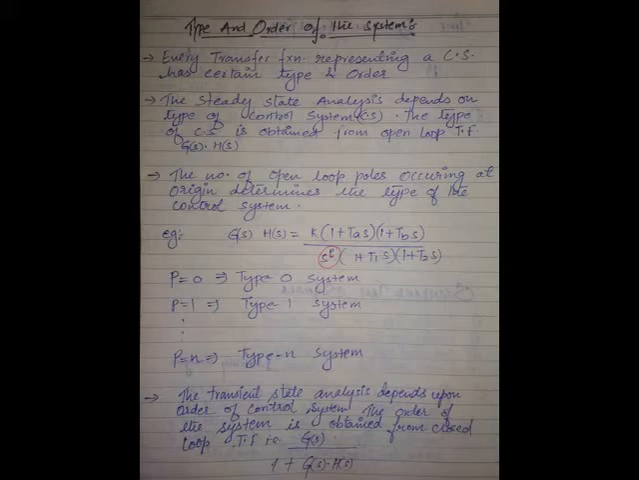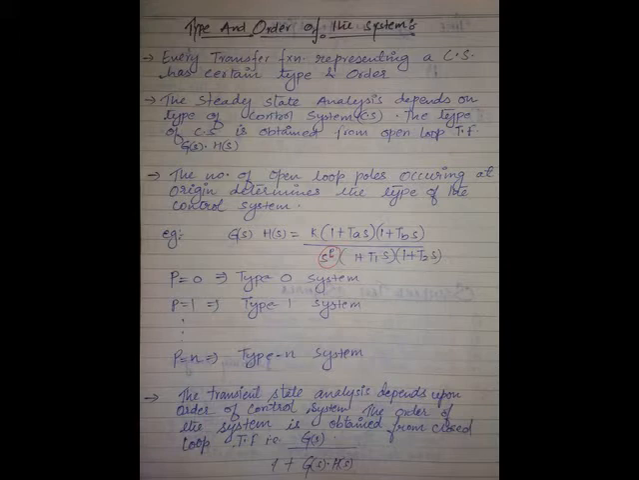Next point. The number of open loop poles occurring at origin determines type of the control system.